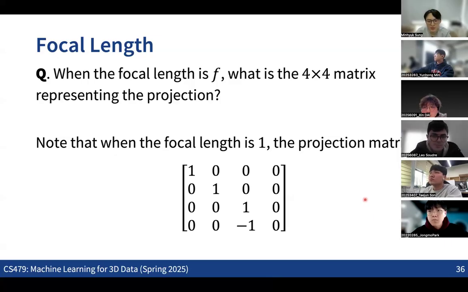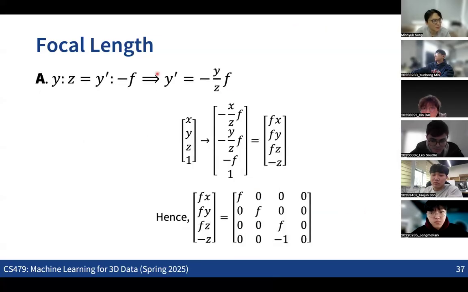So yeah, you can calculate this yourself and see that when the image plane is located at z equals -f, then the y coordinate of the mapped point, y prime, becomes minus y over z times f. Then we basically have this kind of mapping, right? Then now we can represent the matrix for the projective transformation as this kind of matrix, having f, f, f, and the -1 here. Try yourself and see how we can get this matrix, right?